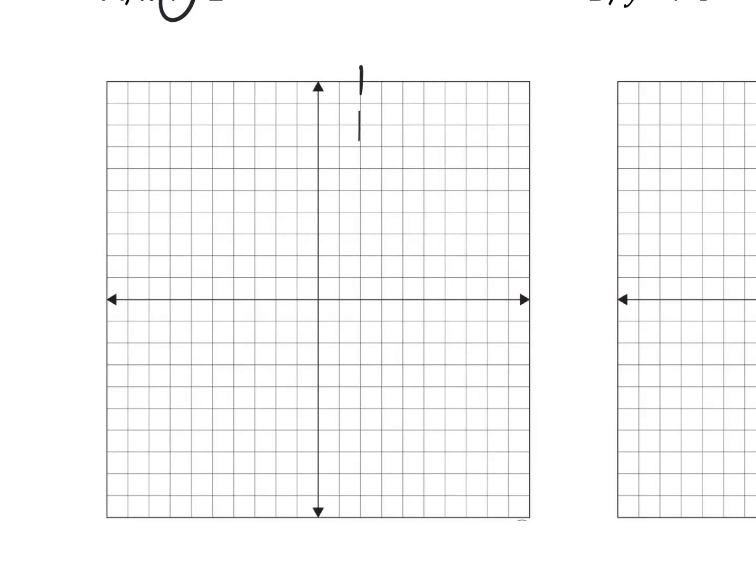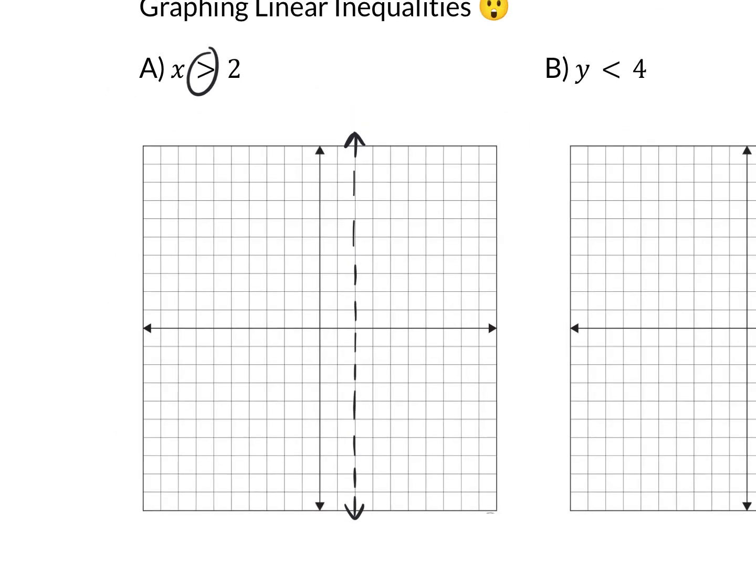So going through the x-axis at 2, and then it is greater than 2. I'm going to test a point just to check. So if I test the point 0, 0, if I plug in 0, is 0 greater than 2? Nope. That is not true, so I'm not going to shade on the side with 0, 0. I'm going to shade on the other side. So everything to the right of x equals 2 is part of my solution.